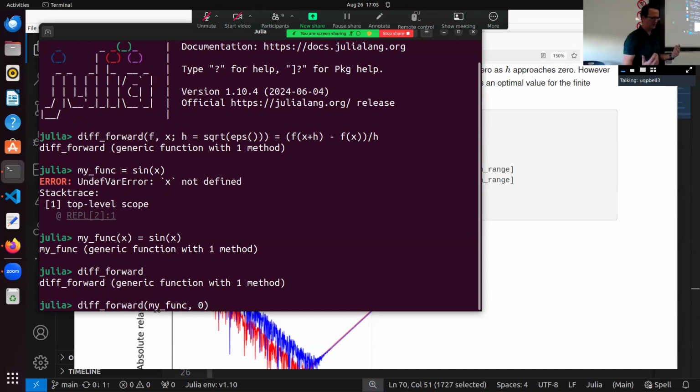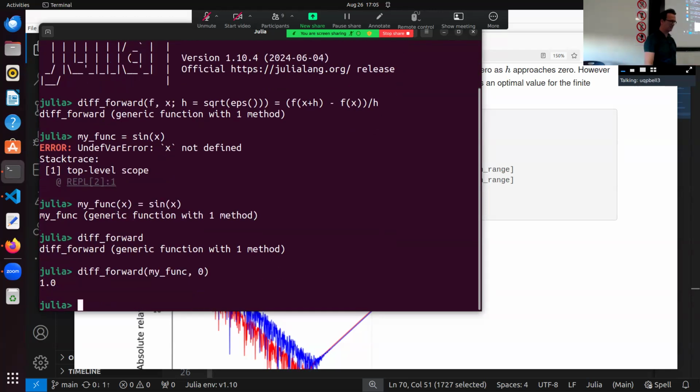So what's the derivative of sine at 0? Who can actually do calculus? It's 1. Everyone agree? So hopefully we get 1. That's cool. That looks like it's doing the right thing.